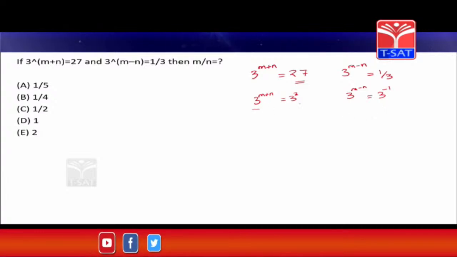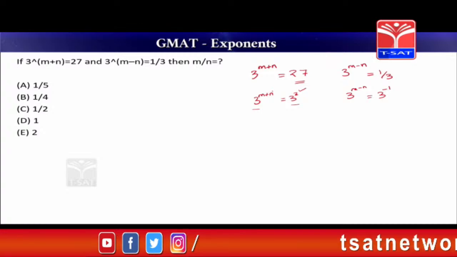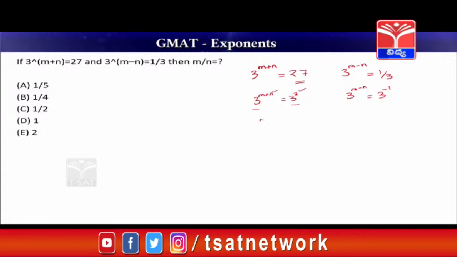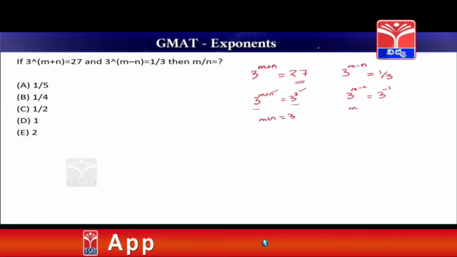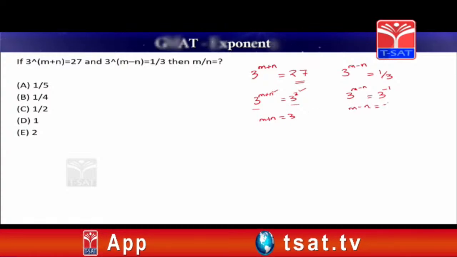So when the bases are same, we know we can equate the exponents. So here m plus n, we get m plus n is equal to 3. And we will get from this m minus n is equal to minus 1.